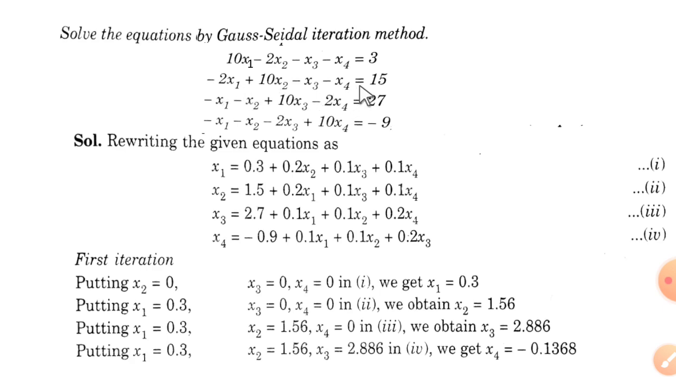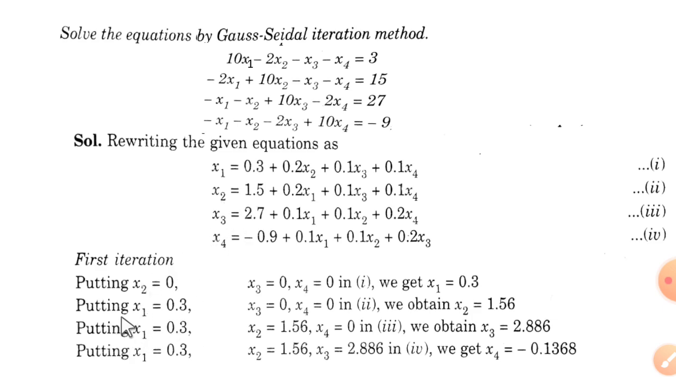Similarly from equation 2, you can write x2 like this. From equation 3, you can write x3 like this. And from equation 4, you can write x4 like this. So in the first iteration, we are putting x2 equal to 0, x3 equal to 0 and x4 equal to 0 in equation 1. Substituting these values, you will get x1 as 0.3.